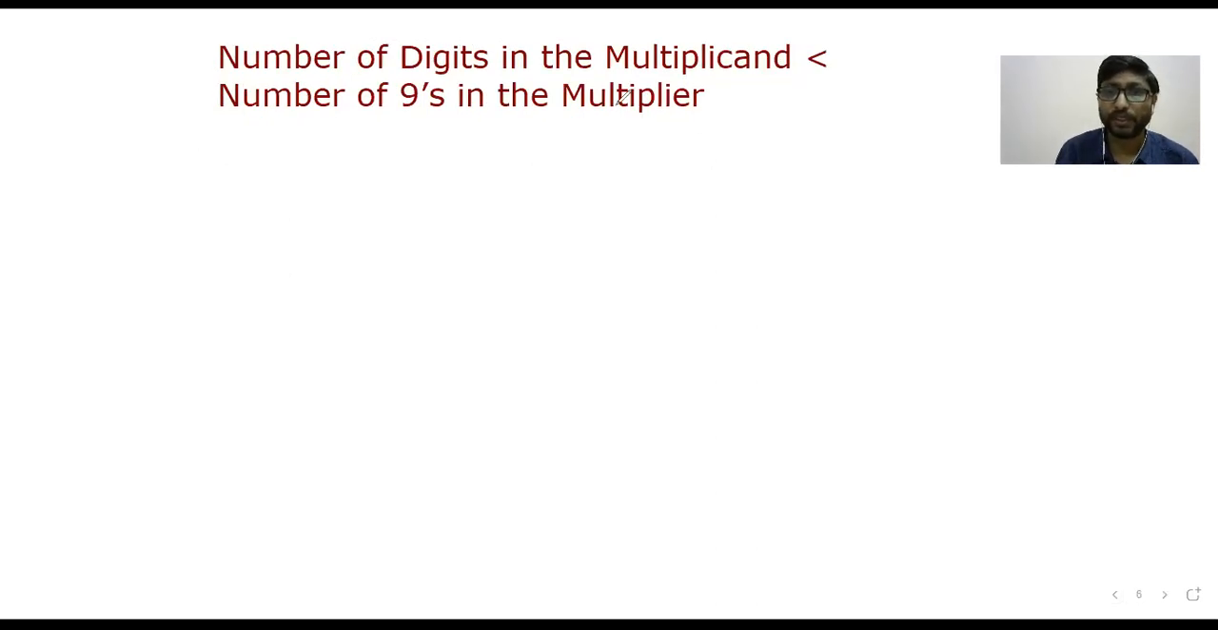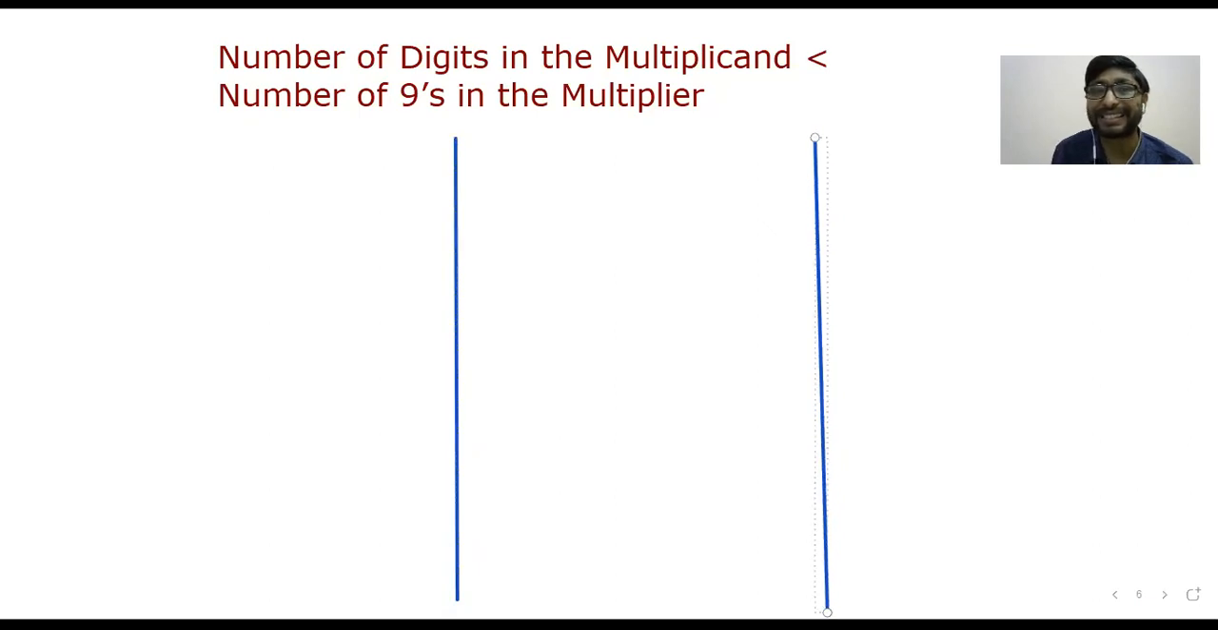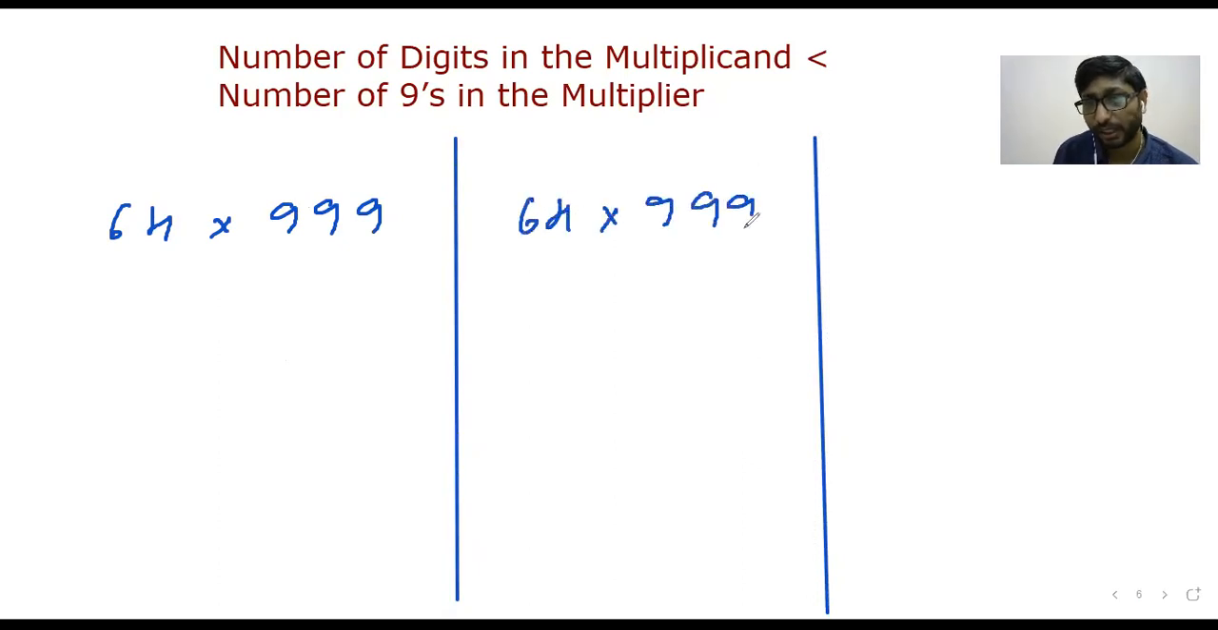Type 2 multiplication is a little similar to that, but a little different. Multiplicand is less than multiplier. Similar to, let's say, 64 in the previous example. I'm taking 999. 64 multiply with 4 nines. I'll take different examples.